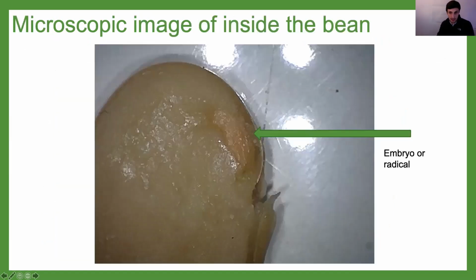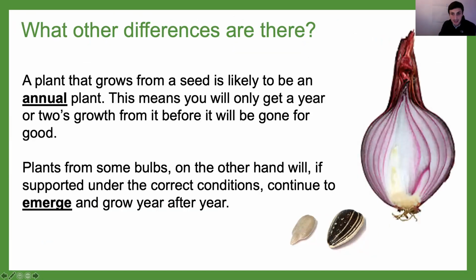If we have a look, this is a really close-up look. You'll see the embryo or the radicle. That's where the plant is gonna sprout from. You can slightly see it there on the bean. Now, what other differences are there?